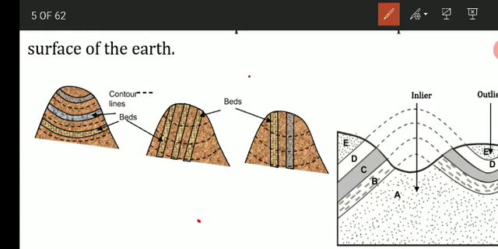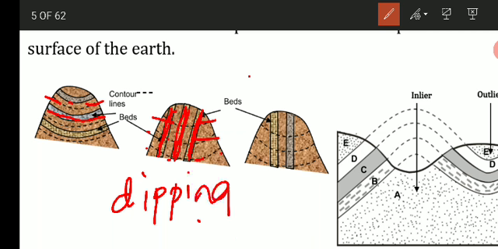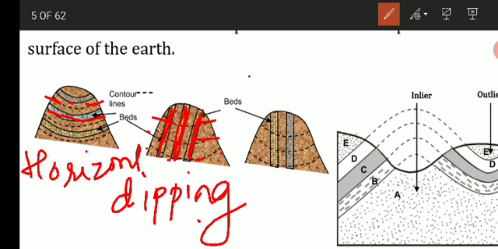So here in the first image you can see the dotted lines are contour lines, and these beds are running parallel to each other. So this shows the beds are horizontal. And when these outcrop lines, or the beds, intersect the contour lines, so these are the contour lines which are horizontal, and these are the trends of the rocks or the beds which are intersecting the contour lines. So this shows the beds are dipping. Okay, the beds are dipping, meaning they are inclined, and here the beds are horizontal, okay.